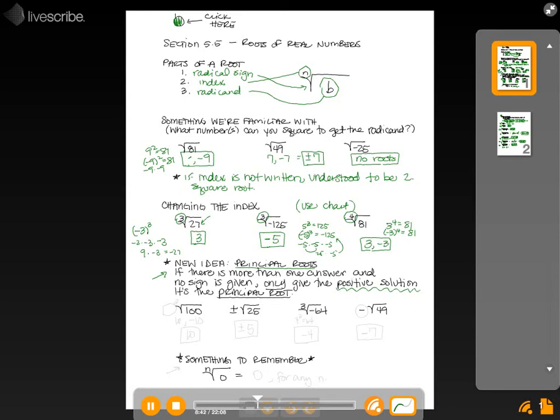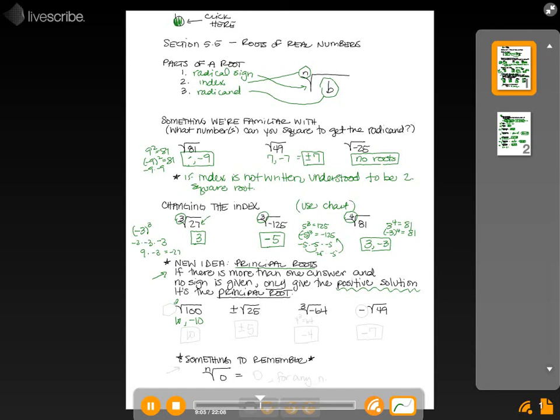We've got a set of examples here. The first one is the square root of 100. Well, again, if there's no index given, it's understood to be a 2. That's a square root. So we want to come up with the number or numbers that we could square to get 100. Well, we could square 10, and we could square negative 10. Now there's two numbers here. So this falls under that idea of principal roots.